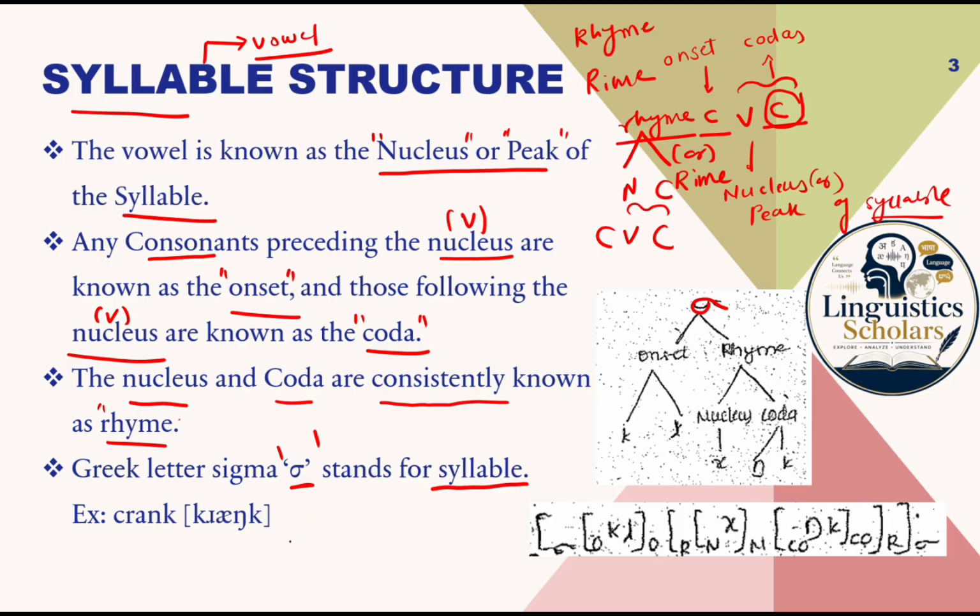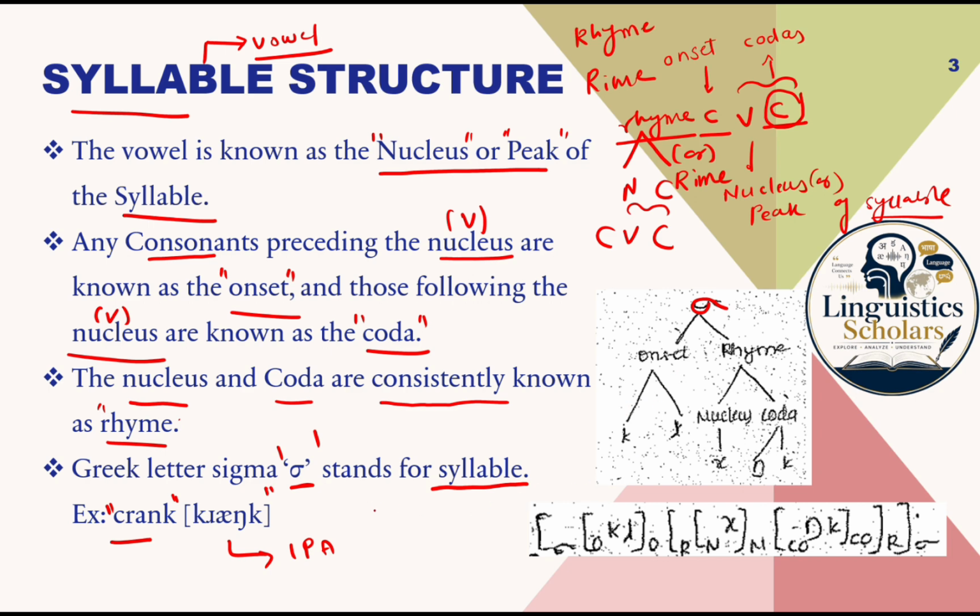As you can see here, I have taken for example the word crank. When you are making a syllable structure for any word, it is very important to know that you are not making the syllable structure for the English alphabets, you are making it for the IPA. It means that first you have to transcribe the English word or any language word into IPA, and then you have to draw the syllable structure for that particular word by breaking it into syllables.